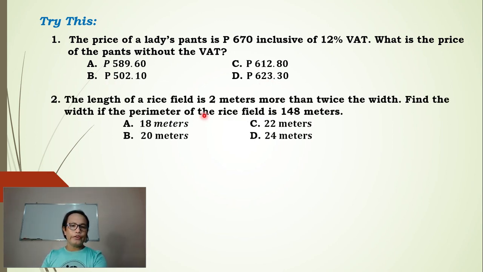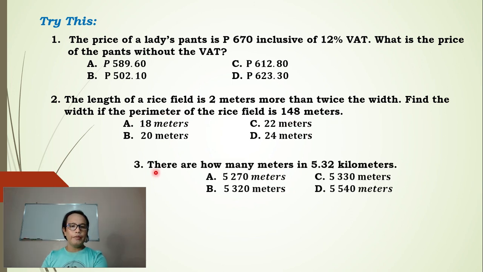Number 2. The length of a rice field is 2 meters more than twice the width. Find the width if the perimeter of the rice field is 148 meters. Number 3. There are how many meters in 5.32 kilometers? A, 5,270 meters. B, 5,320 meters. C, 5,330 meters. D, 5,540 meters.